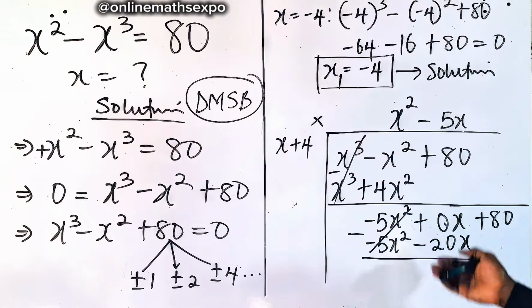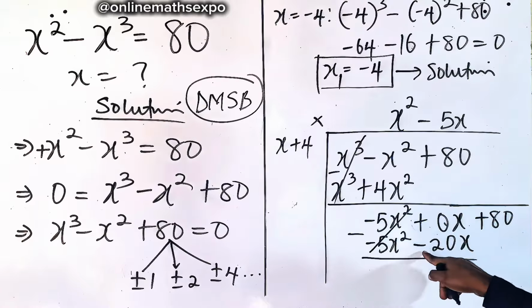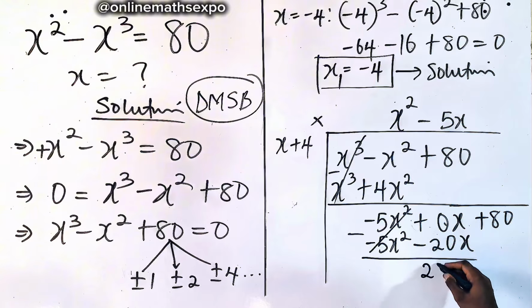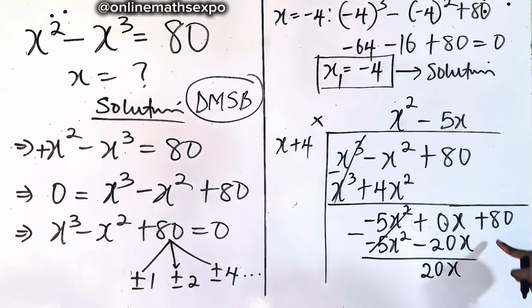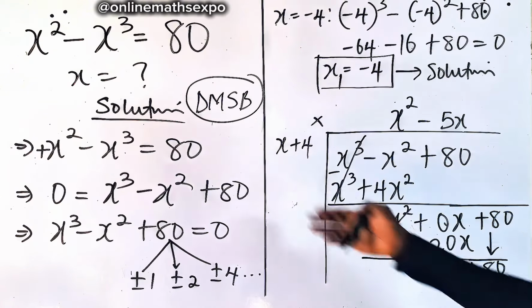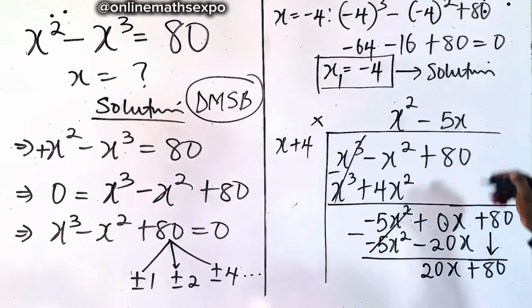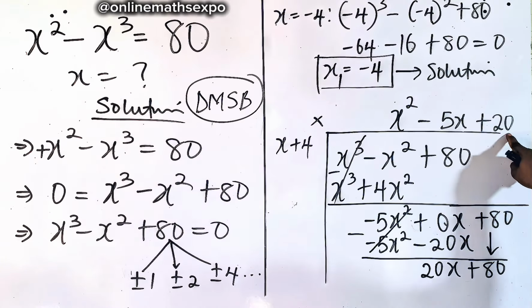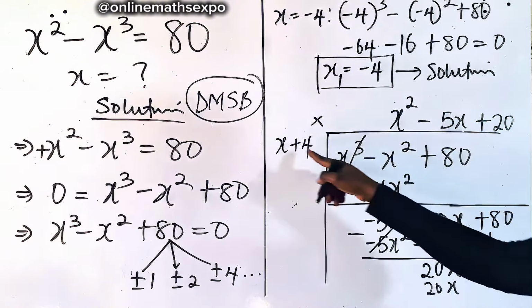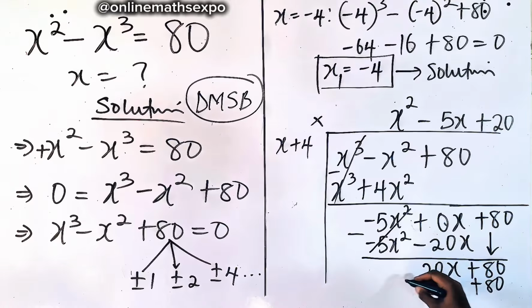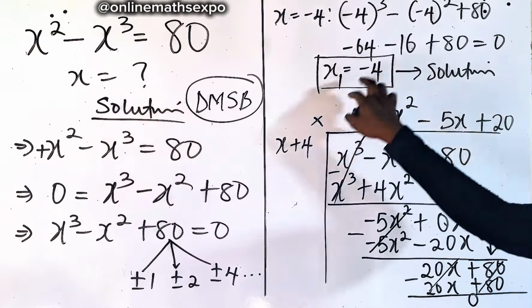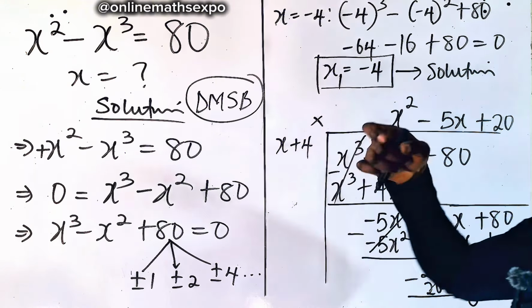So when you subtract, this is gone. Then 0x take away negative 20x gives us positive 20x. Did you see what we did? Now you bring down your positive 80. Now repeat the cycle again. Divide. So use this to divide this. It gives us 20. Multiply this and this. So 20 multiplies this gives us 20x. 20 multiplies 4 gives us 80. Now you can subtract. So when you subtract this, you see everything turns to 0. So this 0 shows that this factor we got, or this solution we got, is correct.